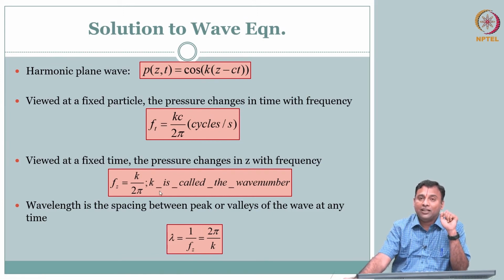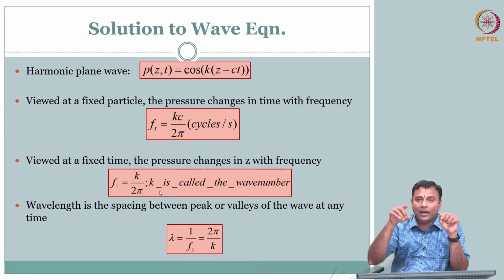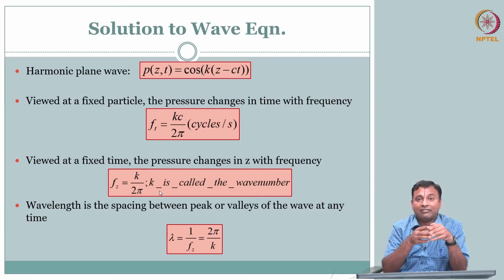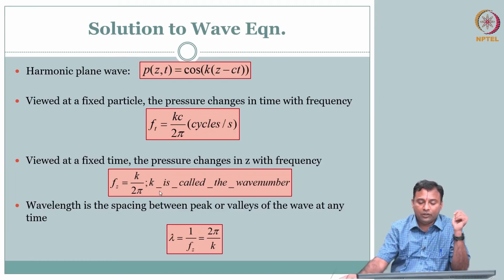We also have the time period, 1 by f. What is the time period? The time of one cycle. There we call it time period, whereas in length scale we call it wavelength, one cycle in distance. Therefore, your wave number is an important concept. It is the number of wavelengths in 2 pi.